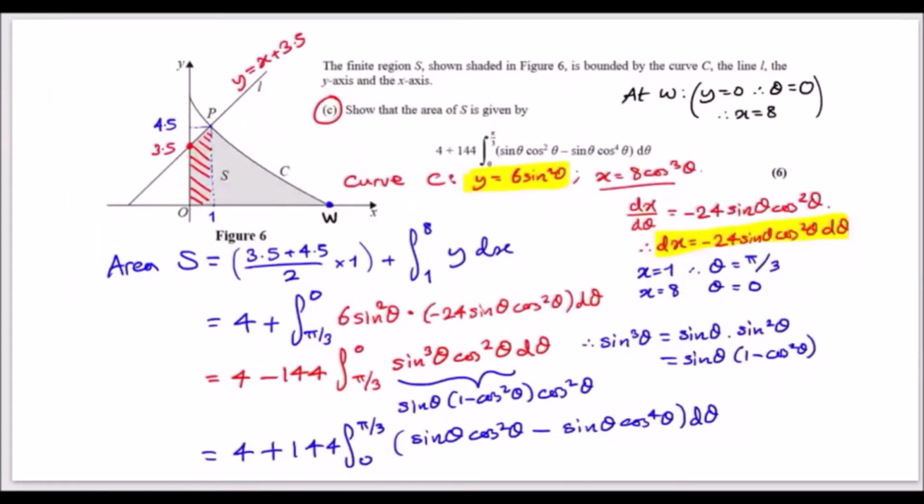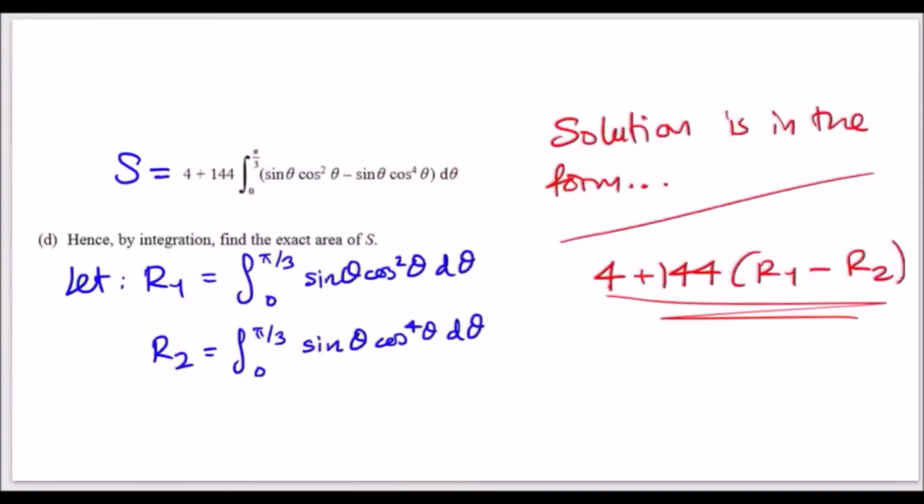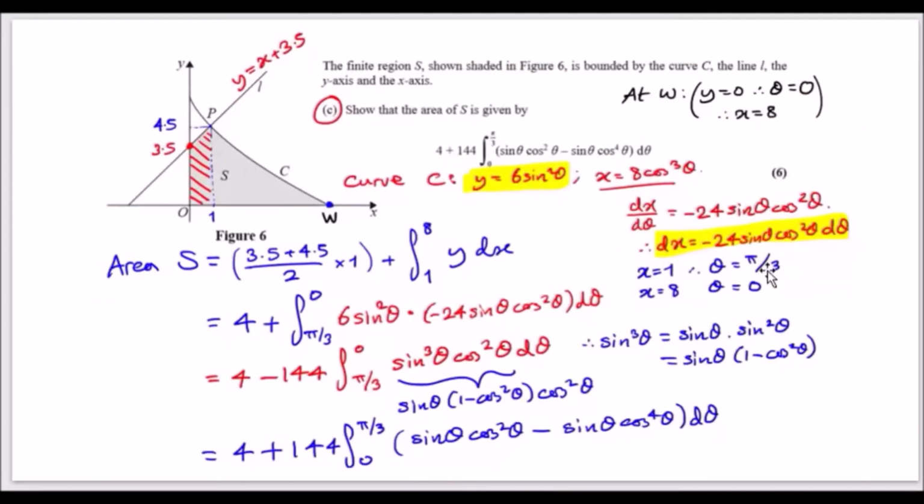Now, the final bits. I want to see if there's anything else. C and D. Okay. Right. So let's have a look. The finite region S shown in figure 6 is bounded by the curve C. Okay, so we've seen this before. Show that the area S is given by two different terms, one which is an area of 4, and the second which is an area of 144 times the integral.